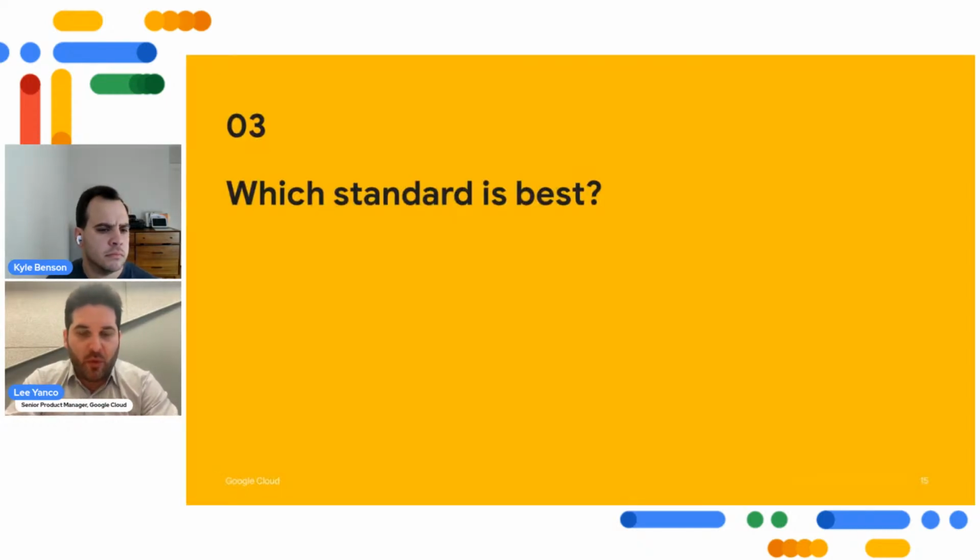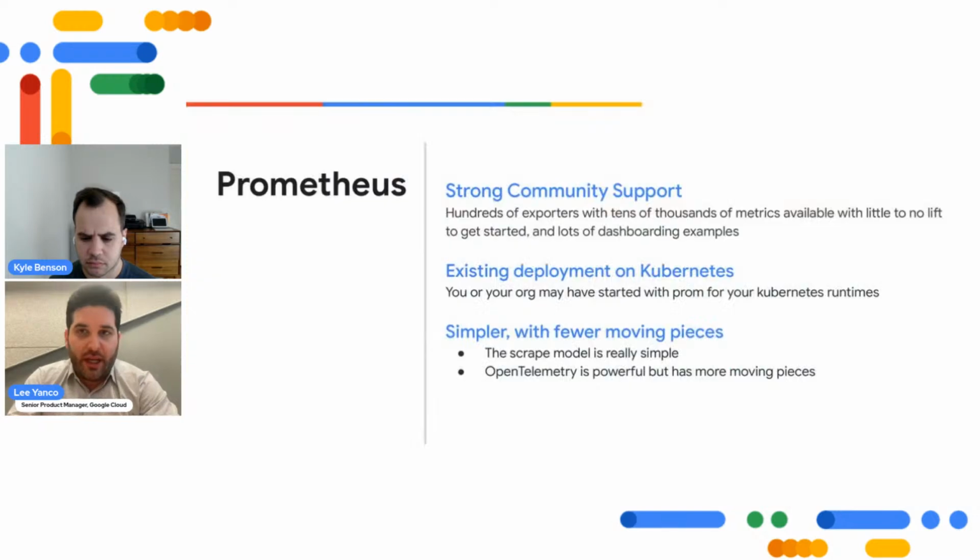Which standard is best between OpenTelemetry and Prometheus is a question that we get a lot. Which should I choose? And so let's break down the differences between the two briefly, because they're not exactly apples to apples here. So Prometheus comes with really, really strong community support. It is a much older project. And basically everything on Kubernetes will have an exporter, will have a GitHub repo with best practices in it that you can kind of just clone and get started with very little lift.